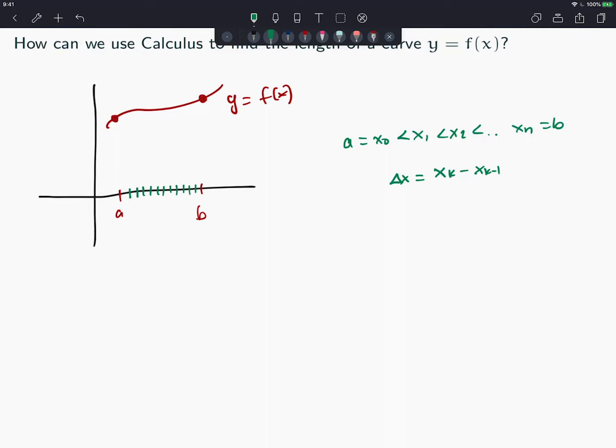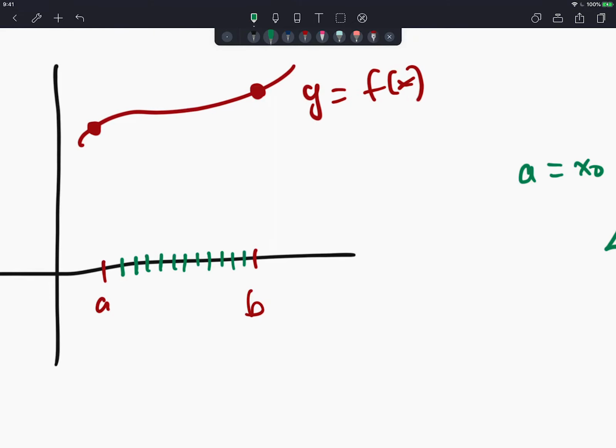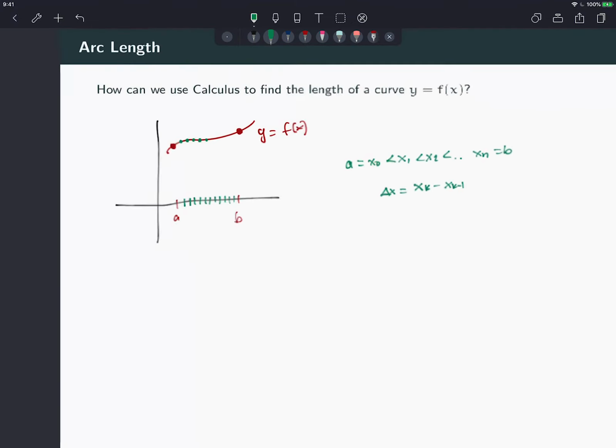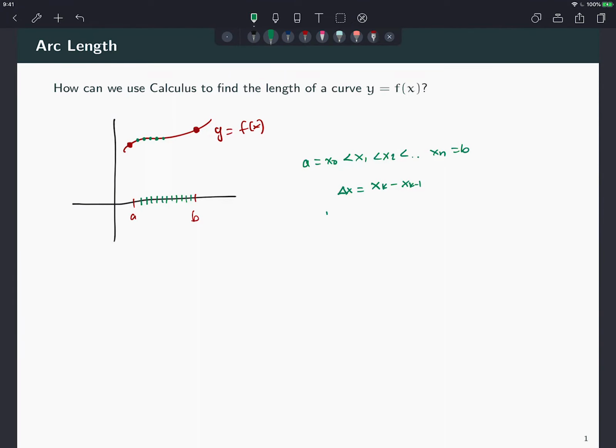Okay. So by doing that, we're cutting these. Finding these points, you can find these points here, which are going to be the y's of each of my xk's. We're also going to call yk equals f of xk. Okay, so what we're going to do is approximate the length of the curve by tiny segments.